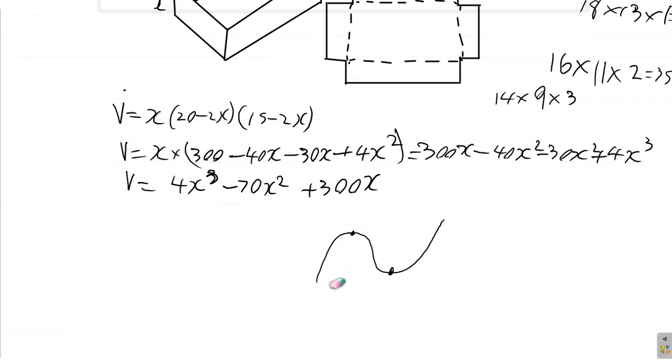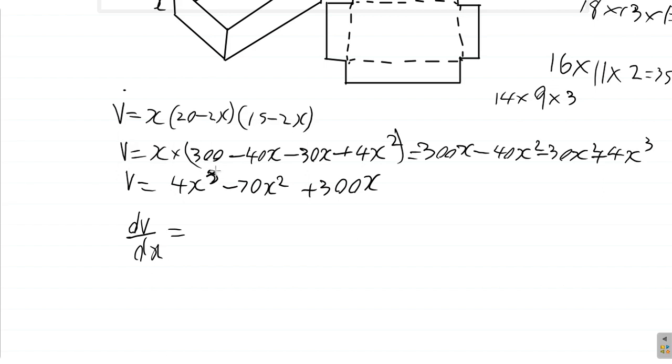So, we see what happened here. Let's get rid of this. So, you find the dV by dx. That means the rate at which V is changing as x changes. As the x changes, how is the volume changing? That is what it is saying. Now, here.